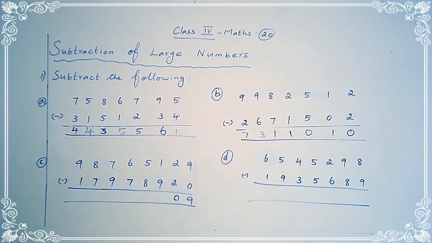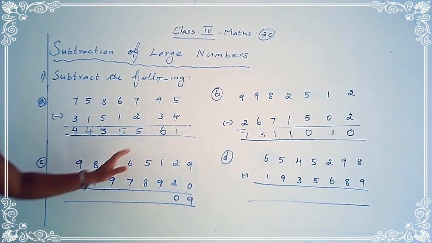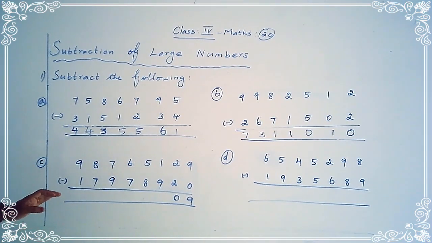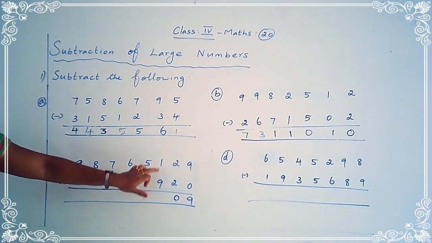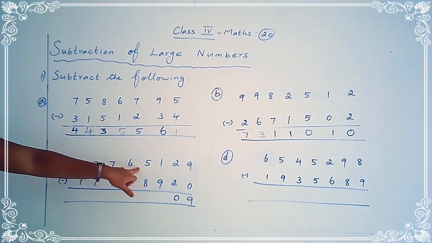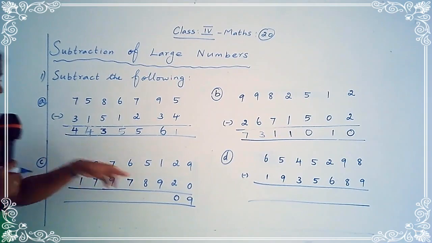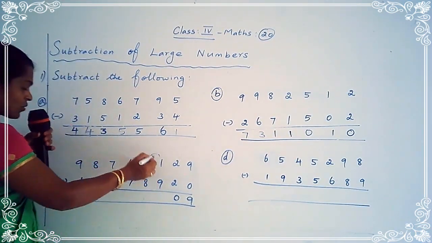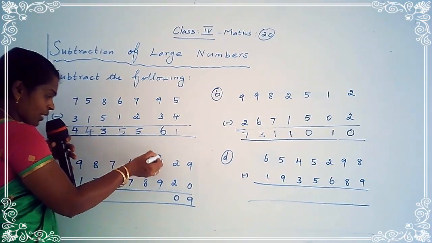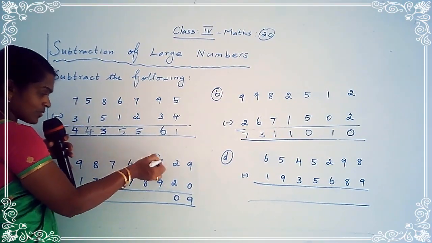So you go to the next place and get a borrow. Understood? Here we cannot subtract 9 from 1. So what should we do? We go to the next place and borrow. Here 1 is smaller than 9, so it cannot be subtracted. So you go to the next place.